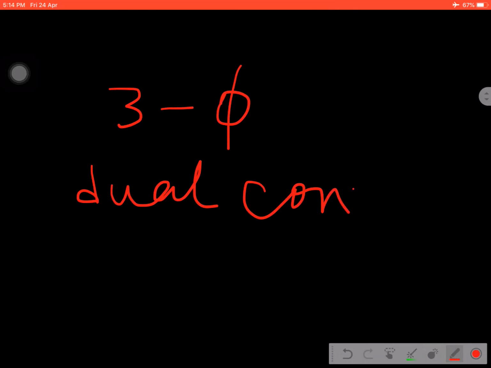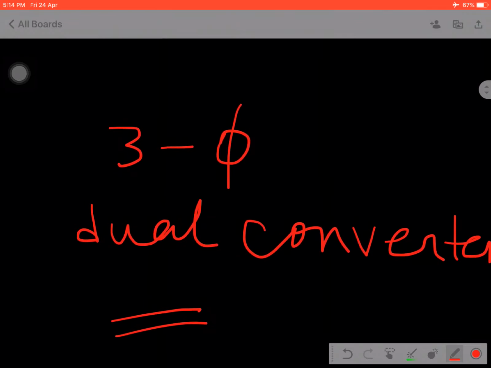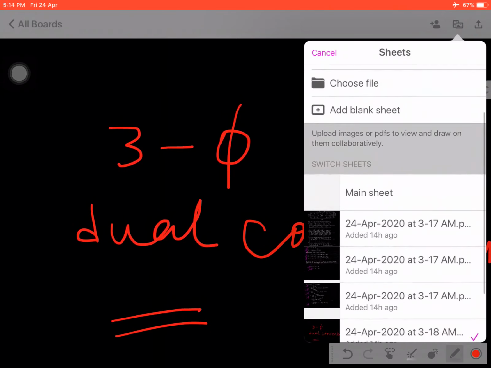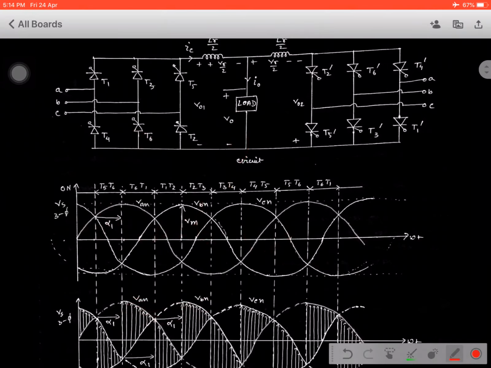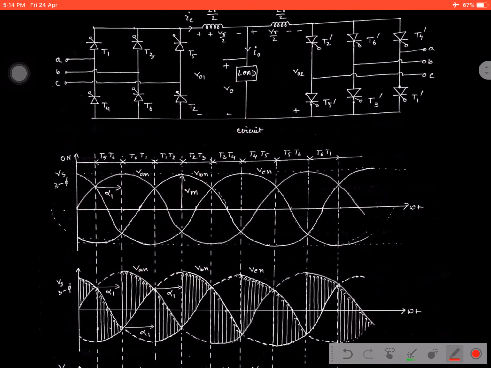Here I am presenting the topic on the three-phase dual converter. First, we should know what its utility is for industry purposes. So before entering this topic, let us go through the circuit diagram first.